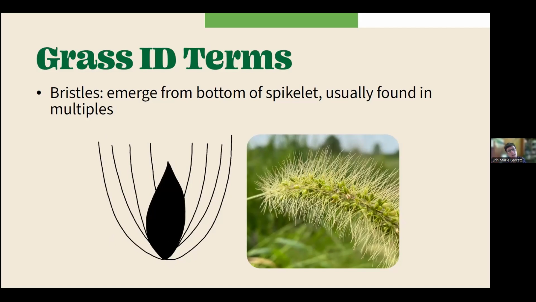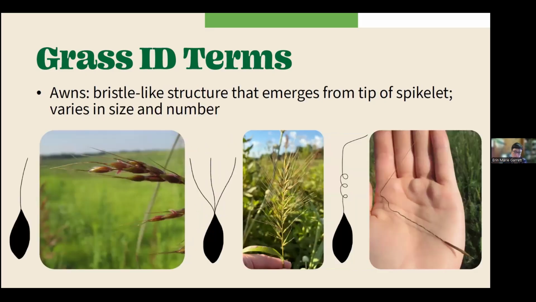So in a foxtail, again, if we were in person, I'd have you pluck a few spikelets off and you'd find a little nest of bristles that comes with it at the base. You might also see, and are more likely to see, something called awns. Okay, so these are like bristles, but they emerge from the tip of the spikelet rather than the base.